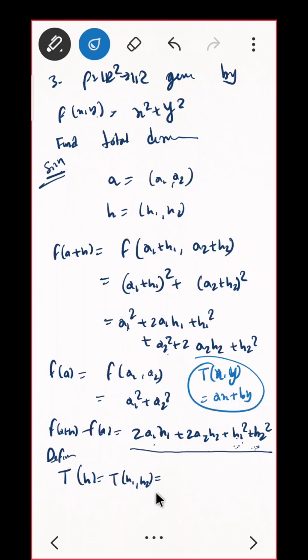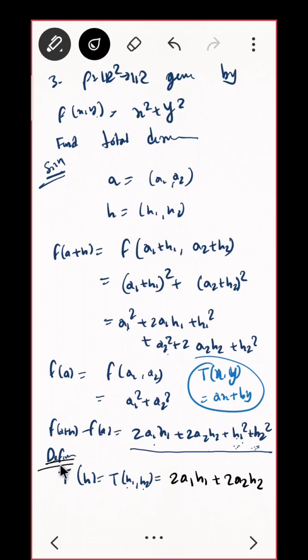So can you similarly tell me what I should choose for t of h1 h2? Do you see 2a is constant for me? So this is 2a1 h1 and 2a2 h2. This should work as a linear transformation for me. So I should define it as 2e1h1 plus 2e2h2. Do you agree this is a linear transformation? First of all, 2a1 is a constant, 2a2 is also constant for me. So it is of the form ax plus by. Yes, so this is a linear transformation.